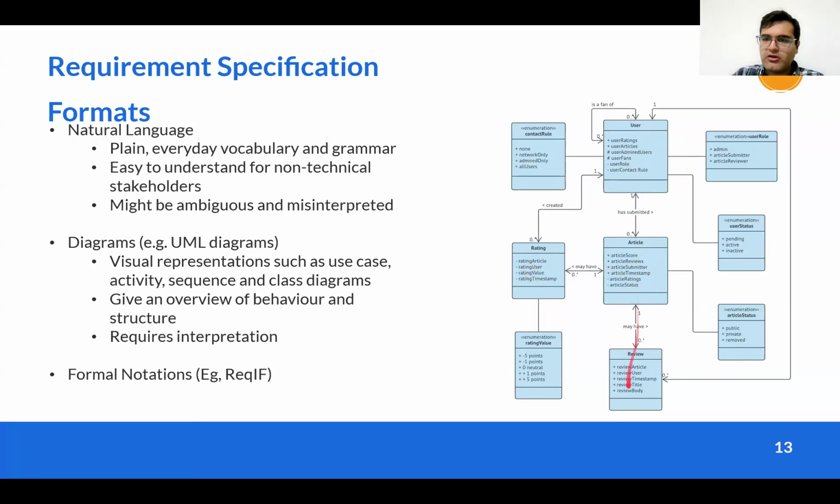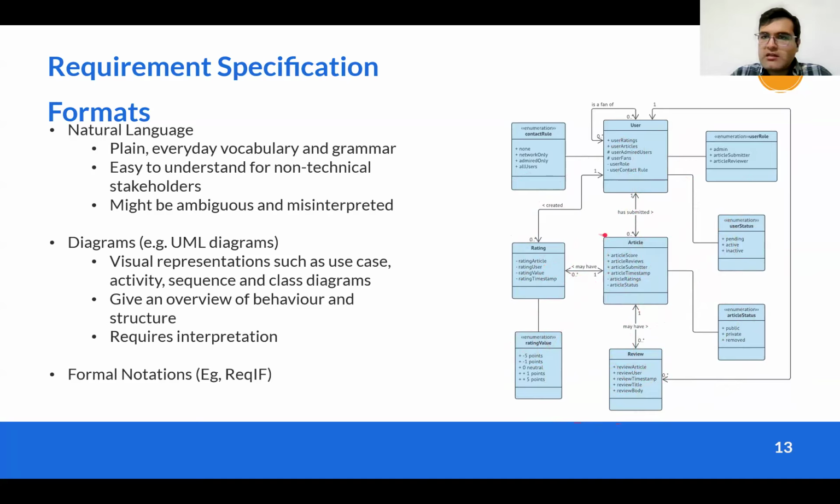An article also has reviews. Which article is it reviewing? Who is reviewing the article? When was it reviewed? What's the title of the review, and what's the content of the review? So this looks like a system for a website where users can submit articles, and then other viewers can review those articles and give ratings.